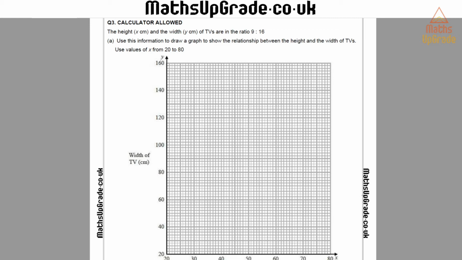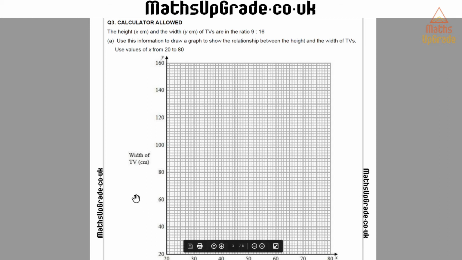Question 3 involves real life graphs with ratios. We're told that the height in x centimeters and the width in y centimeters of TVs are in the ratio 9 to 16. Use the information to draw a graph to show the relationship between the height and width of TVs. Use values of x from 20 to 80.